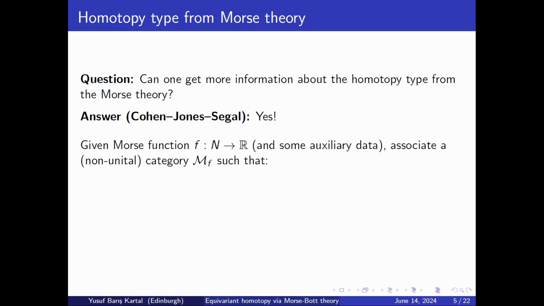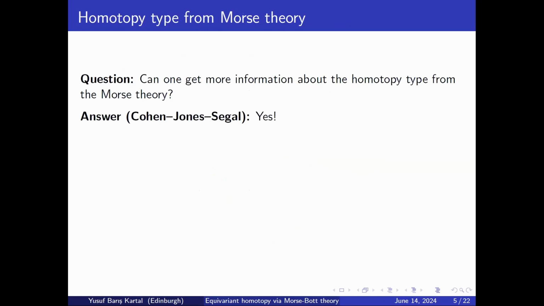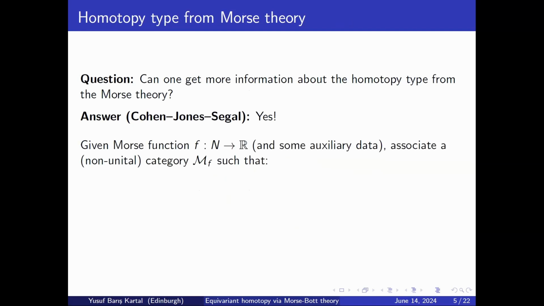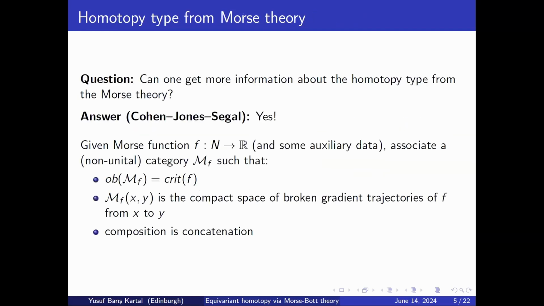In this example, for instance, it's drawn in a different way, but there are 4 objects, and morphisms from Y to X are these arrows here, and the ones for composition are given by these broken trajectories. Why not make it unital by adding the constant trajectory? Sure, you can do this. I'm not using the units anywhere, but you can do this.